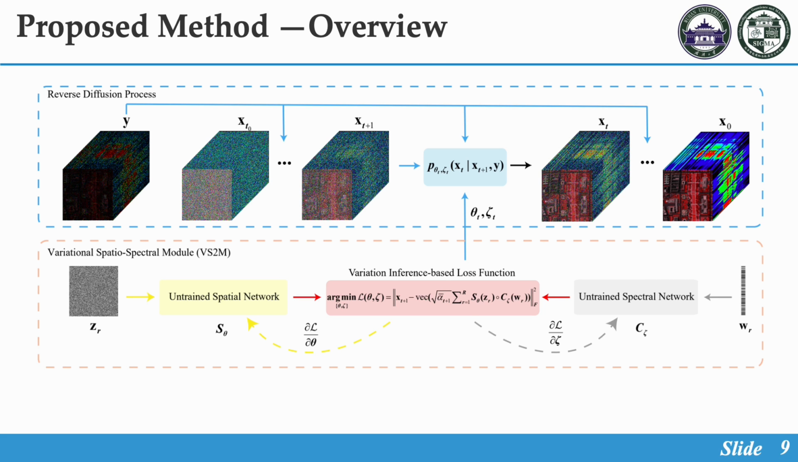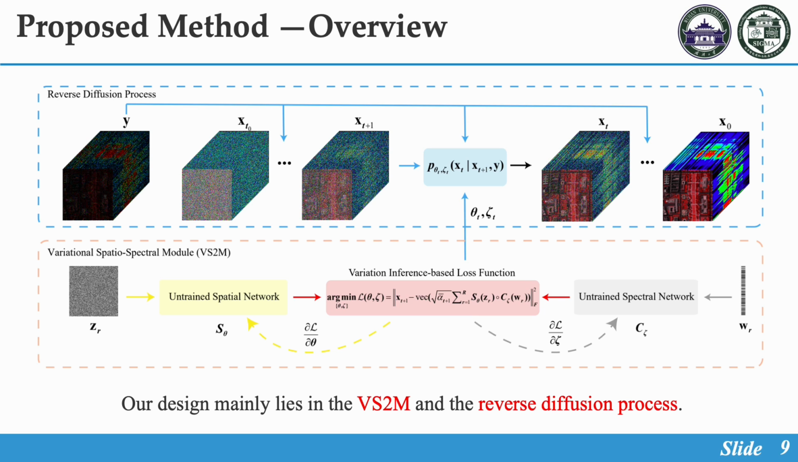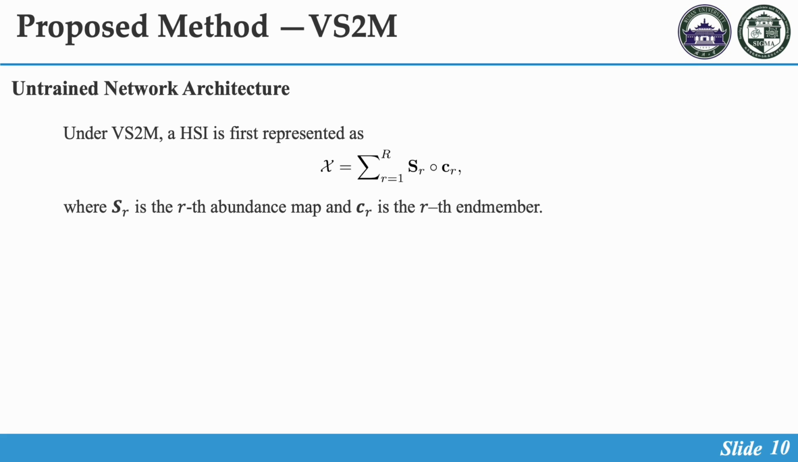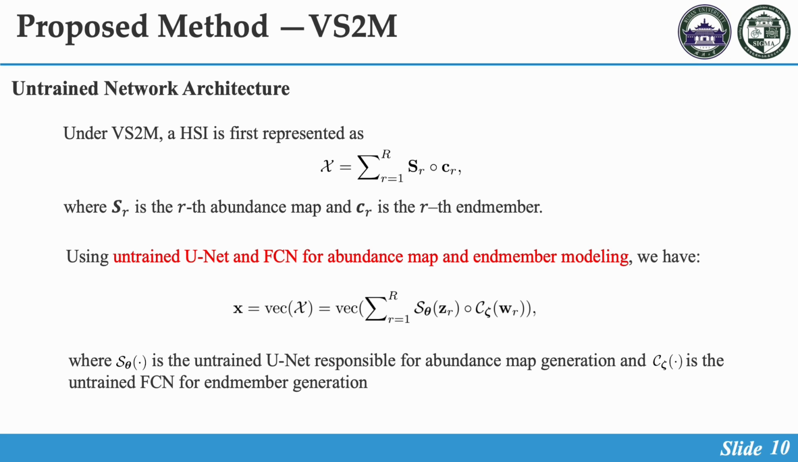This is the framework of our method. Our design mainly lies in the variational spatial-spectral module, dubbed VS2M, at the reverse diffusion process. In VS2M, an HSI is first factorized into abundance maps and endmembers. Then we utilize an untrained UNet and FCN to model these two factors, respectively.